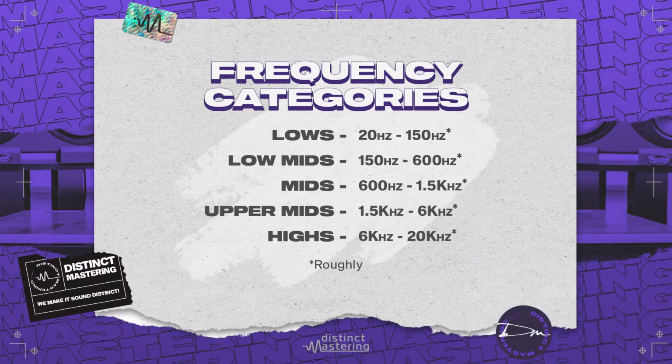The frequency spectrum can be broken up into different categories. These are rough estimates, but to give you an idea of where each of these categories sit. The lows usually sit between 20 hertz and 150 hertz, roughly. Low mids roughly sit between 150 hertz to 600 hertz. The mids, or the mid-range, sits roughly between 600 hertz and 1.5 kilohertz, or 1500 hertz. The upper mids sit roughly between 1.5 kilohertz to 6 kilohertz, or 1500 hertz to 6000 hertz. And then your highs sit between 6 kilohertz to 20 kilohertz, or 6,000 hertz to 20,000 hertz.